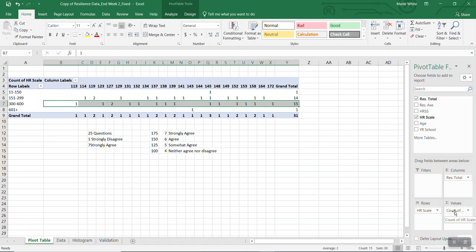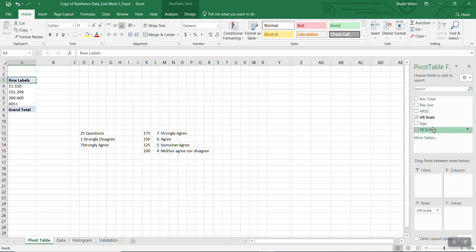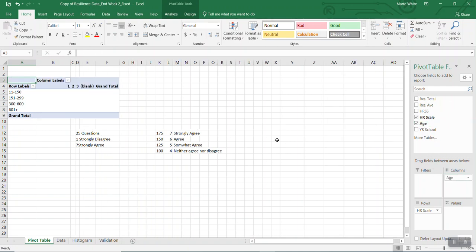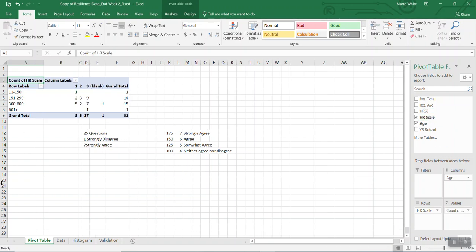Now, let's get rid of this one and that one, and get those back. How did they work with age? Let's try the age. Age in the columns, and remember there's our coding that we just did. And now let's drag the HR scale back down to the values. Now we can find out who ends up where. Yep, see there's our blank that we highlighted. One person didn't answer their age.